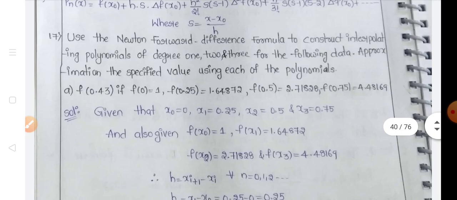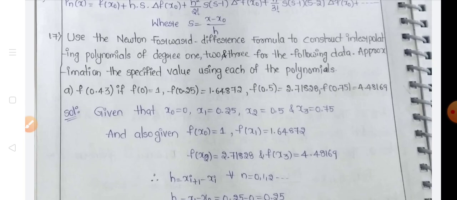Problem. Use Newton's forward difference formula to construct interpolating polynomials of degree 1, 2 and 3 for the following data. Approximate the specified value using each of the polynomials. Approximate f of 0.43 if f of 0 is equal to 1, f of 0.25 is equal to 1.64872, f of 0.5 is equal to 2.71828, f of 0.75 is equal to 4.48169.